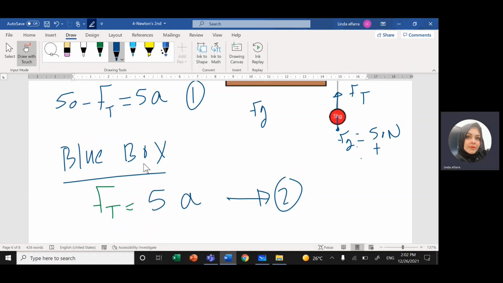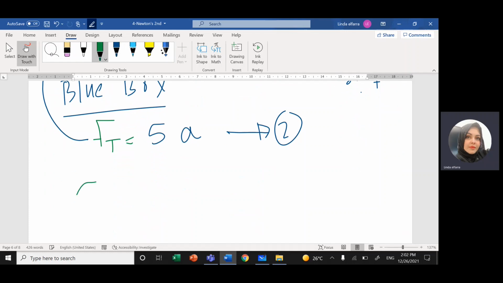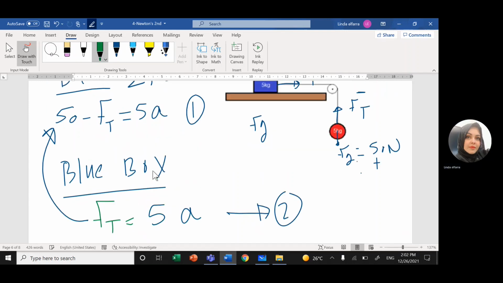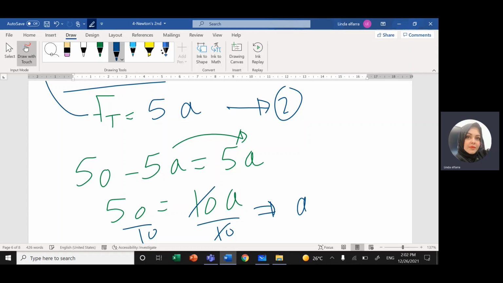Or we can add to get rid of Ft, or substitute with the value of Ft here, to find the acceleration. So if we add them, or substitute with the value of Ft, it will be 50 minus 5a will equal 5a. Take this to the other side. 50 will equal 10a. Divide both sides by 10. I should get acceleration will equal 5 meters per second square.